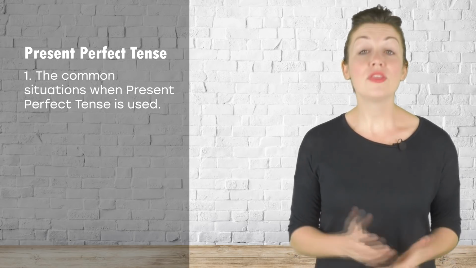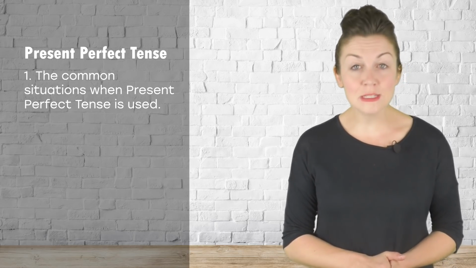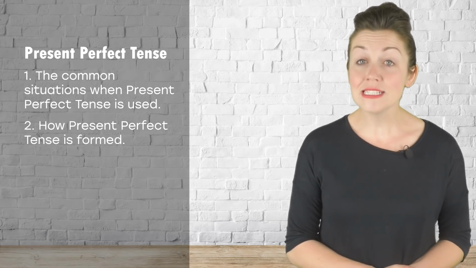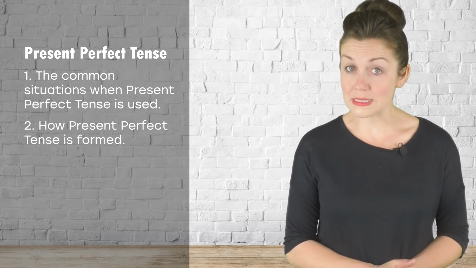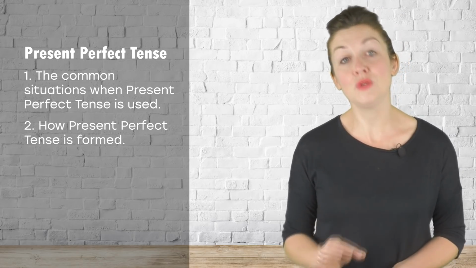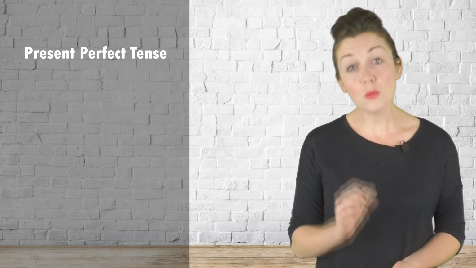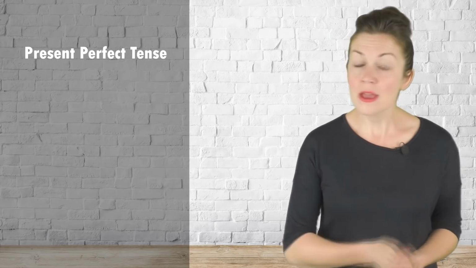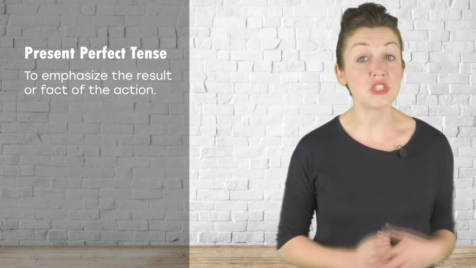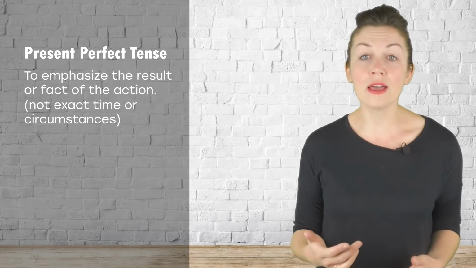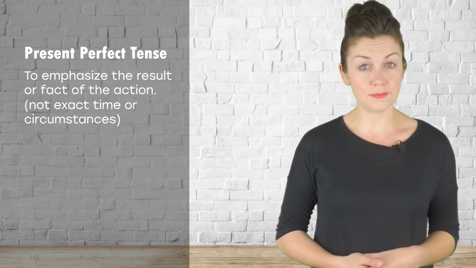In order to understand how to use present perfect tense correctly, let's memorise the following. Number 1, the common situations when present perfect tense is used. And number 2, how present perfect tense is formed. Well, let's look at the cases when present perfect is usually used. We use the present perfect tense in the following cases: when it is important for the speaker to show the result or the fact of the action, not the time or circumstances.